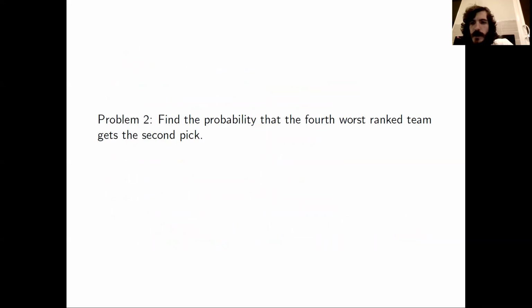So here is another problem for you. Find the probability that the fourth worst ranked team by regular season record gets the second pick. Why didn't I ask about the second worst ranked team or the third worst ranked team? Well, their probability of getting the second pick is going to be the exact same as the worst ranked team, because all three of those teams have the same number of combinations.